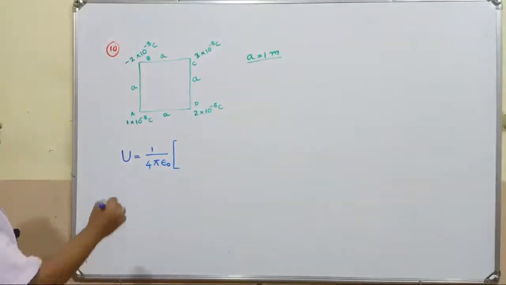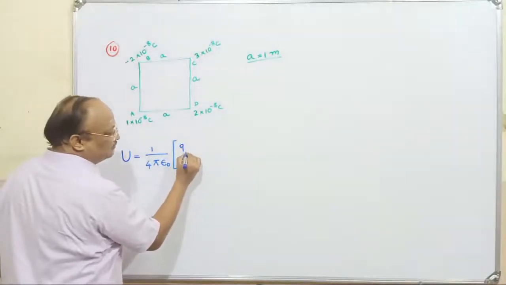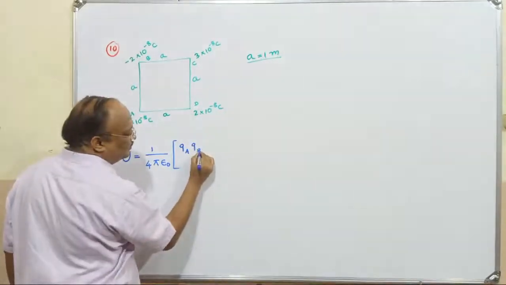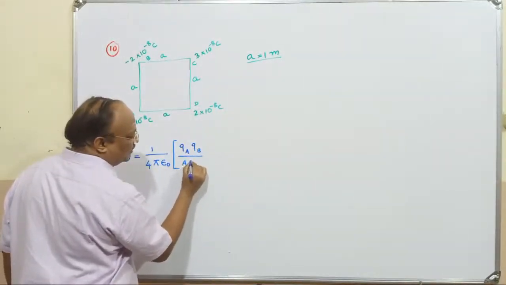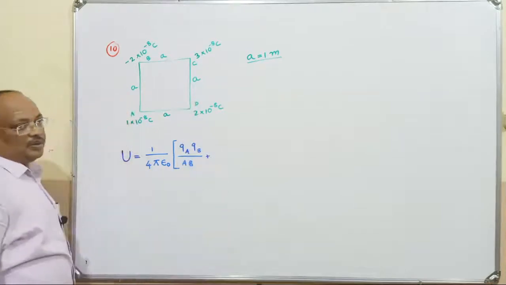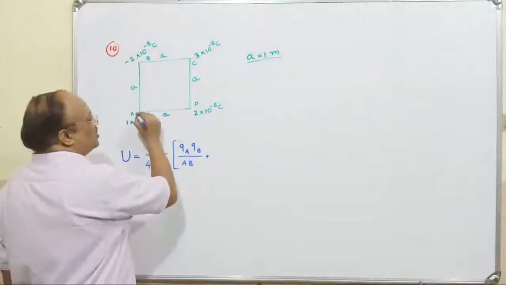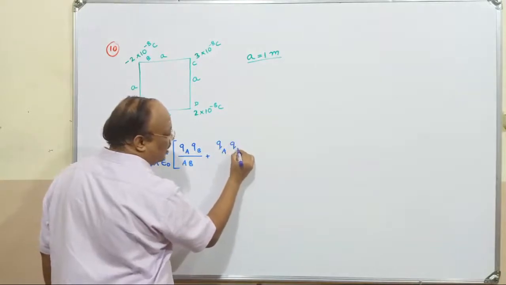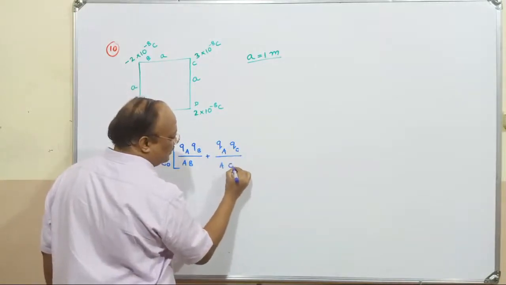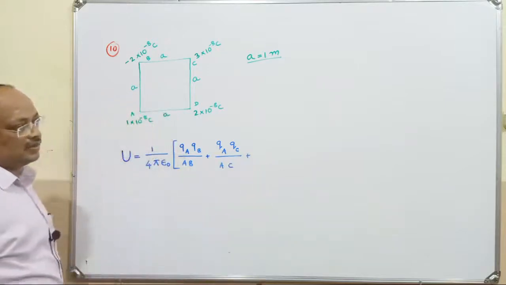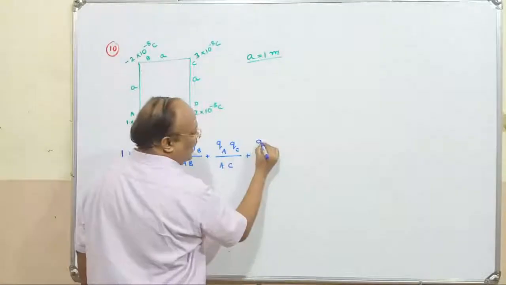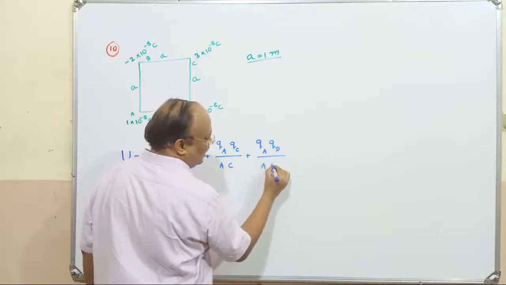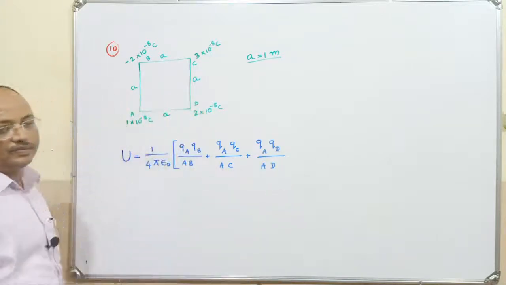Okay. So this is QA QB divided by AB, plus QA QC by AC, plus QA QD by AD.